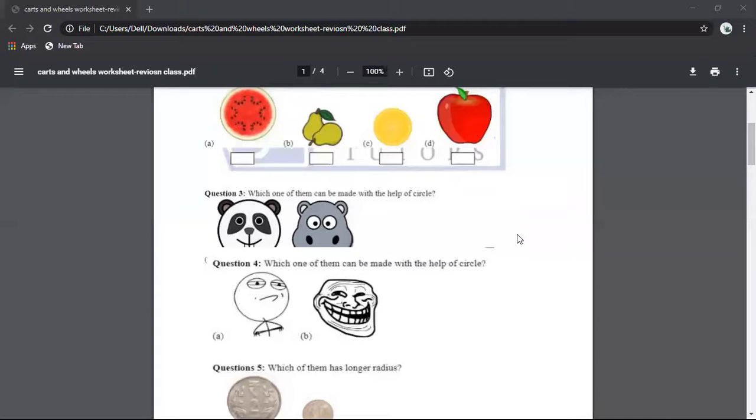Which one of the following is made with the help of a circle? First one. So third question, A. Next. Which one of them can be made with the help of a circle?